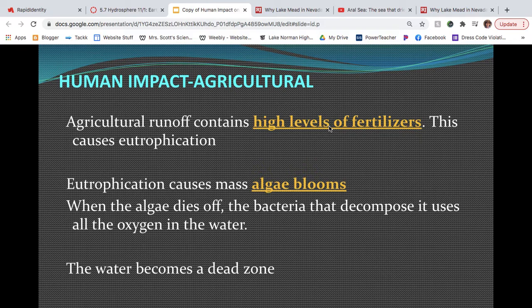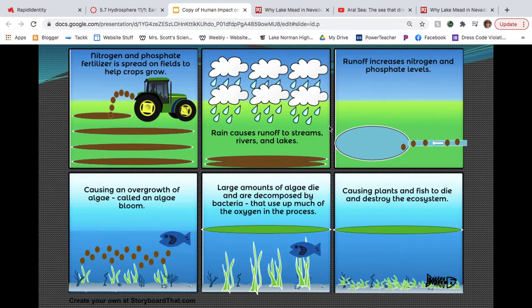Basically, you put fertilizer in the water. Because there's so much fertilizer, the algae blooms. Which is all fine and dandy until the algae dies. As the algae dies, the bacteria that's breaking it down sucks up all the oxygen in the water. Now your water becomes a dead zone. All right. So here are some examples.